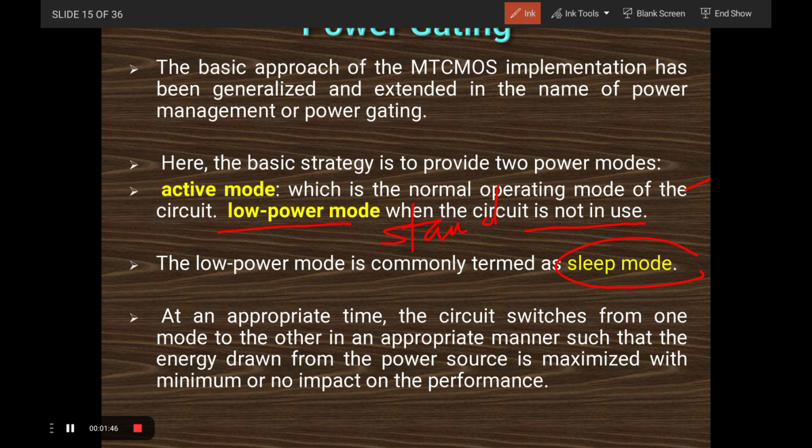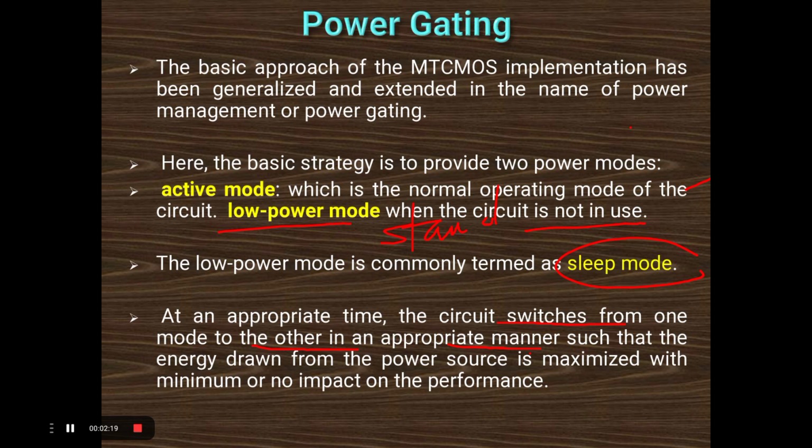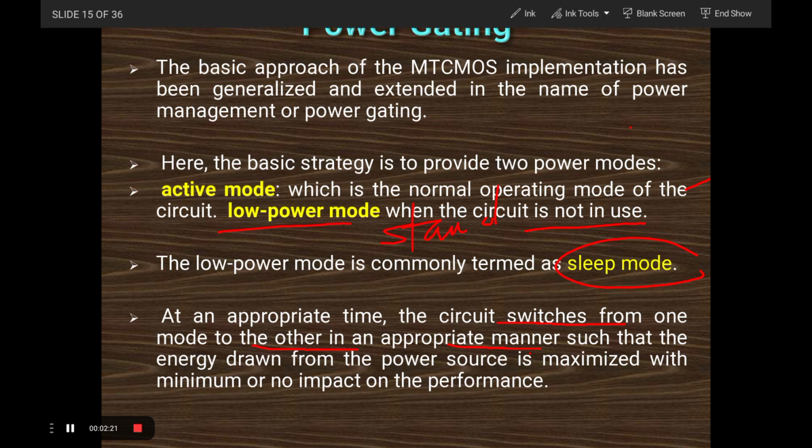The basic power management is obviously very important. Management means that if you are thinking of anything, the work should be perfect and on time. At an appropriate time, the circuit switches from one mode to another in an appropriate manner, such that the energy drawn from the power source, the battery, is very low, and the impact on performance is also very small. That is the basic thing here. So this is the overview of this slide. Next, let us move on to the next one.